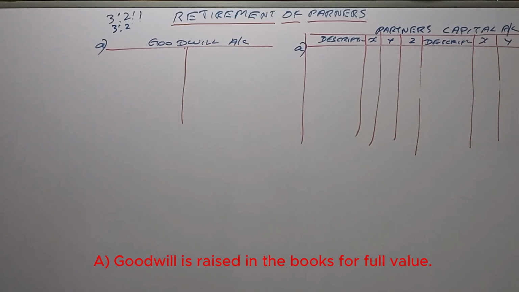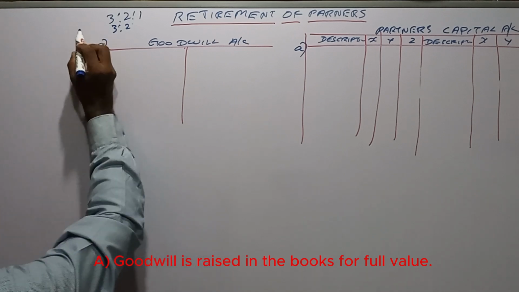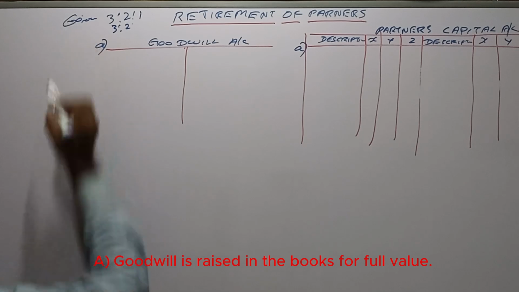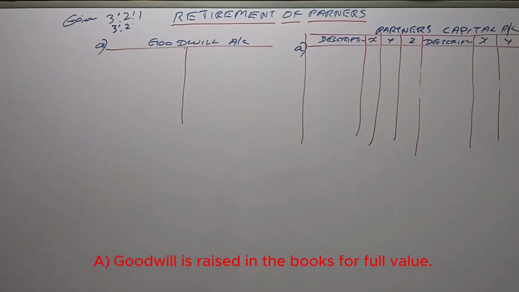A says goodwill is raised in the books for full value. They say 60,000 is the goodwill. Amount of the goodwill is 60,000, right? So you have to raise the goodwill account.